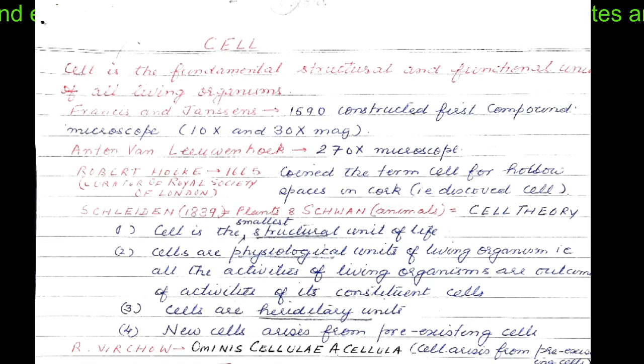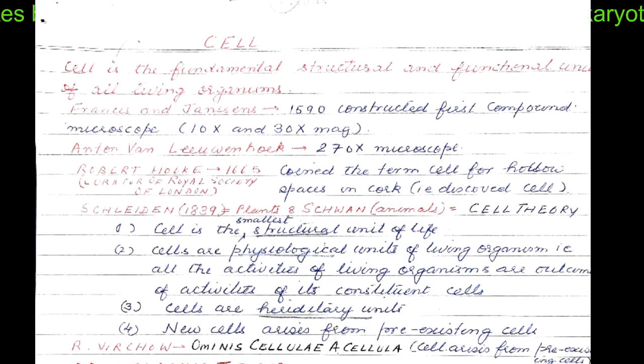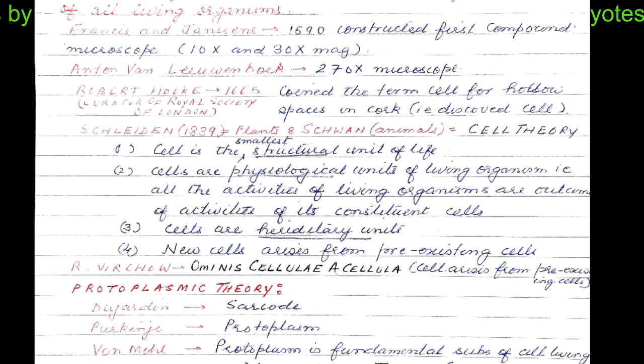And afterwards in 1839, Schleiden and Schwann put forth the cell theory. According to the cell theory, the basic tenets are: the cell is the smallest structural unit of life, and it is also the physiological unit of all living organisms. That means all the activities which happen in living organisms are the outcome of the activities of its constituent cells. Also, the cells are the hereditary units.